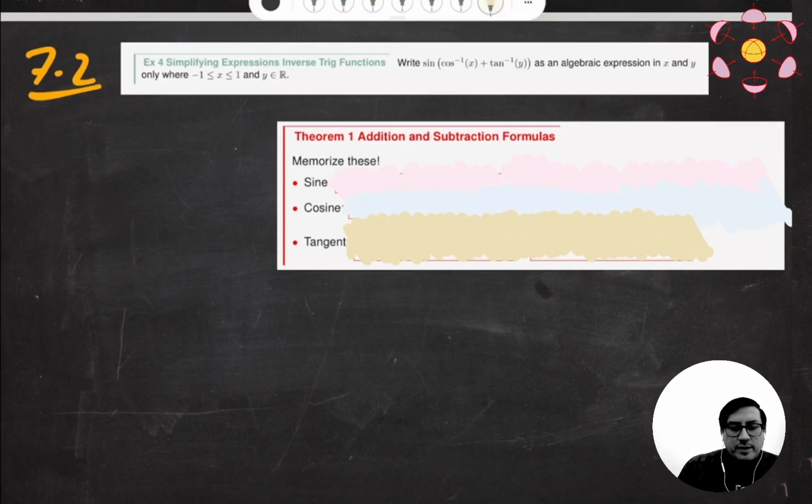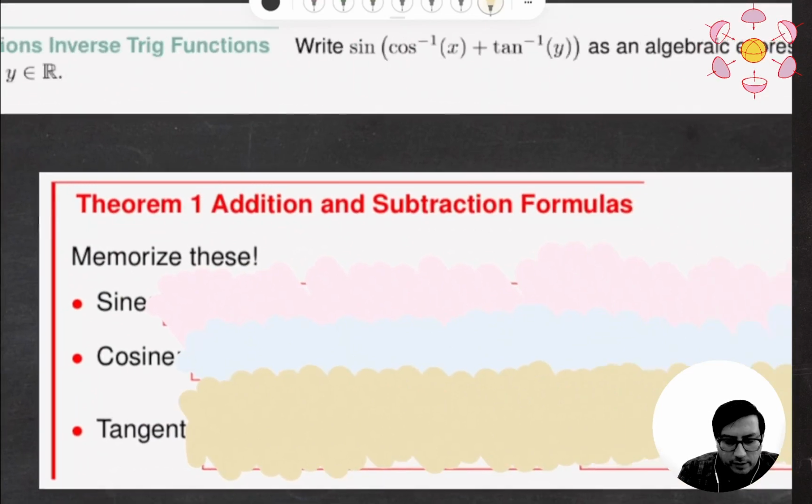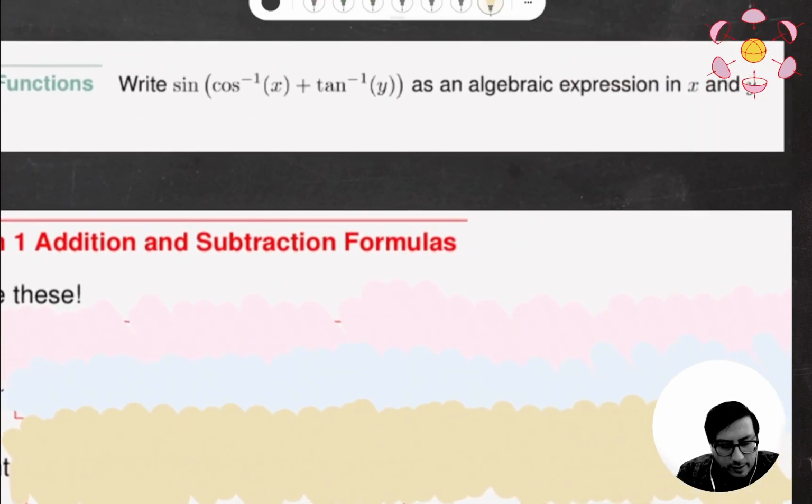All right, so in this section, we're in 7.2. We are talking about the sum and difference formulas for the trigonometric functions. Okay, so here we're going to try to work out example 4. So let's zoom in a tiny bit so we can read this. It says, here are the directions. Write, and let's highlight this.